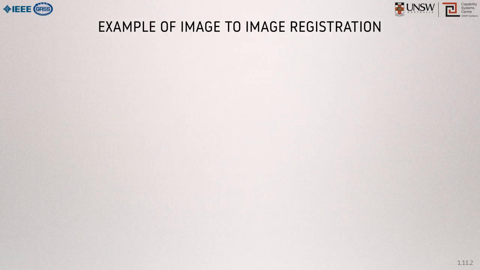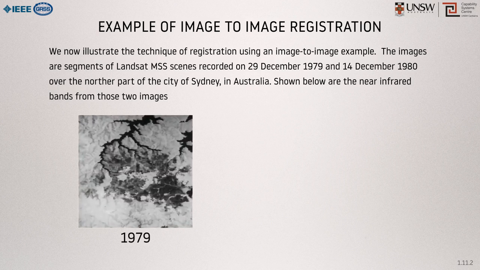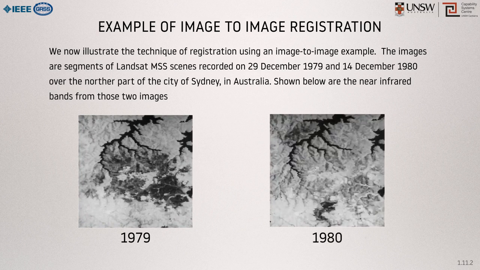The example we have chosen involves portions of two Landsat multispectral scanner images of a region in the northern suburbs of the city of Sydney, Australia. One was acquired in 1979 and the other in 1980. We have only shown one of the near-infrared bands here. Once those bands have been registered, all bands can be registered using the same control points and mapping polynomials to generate registered colour products. Clearly, there are major brightness differences between the two images.